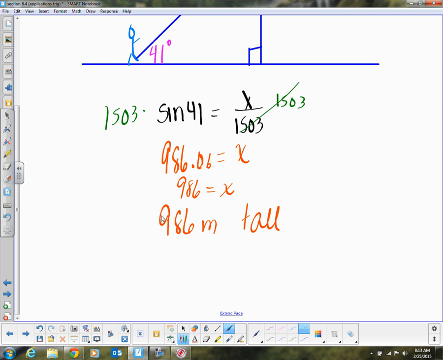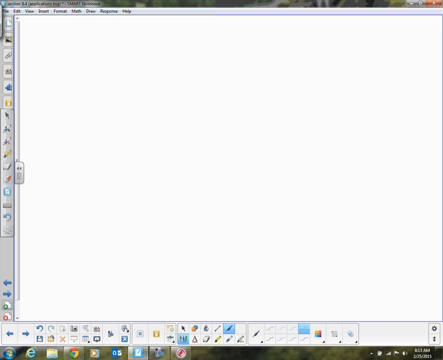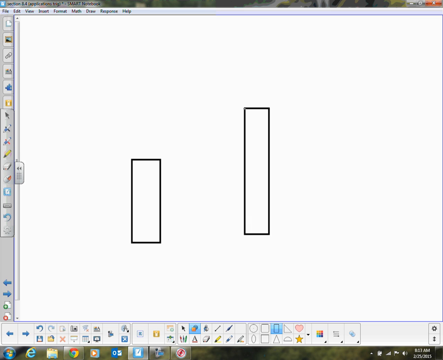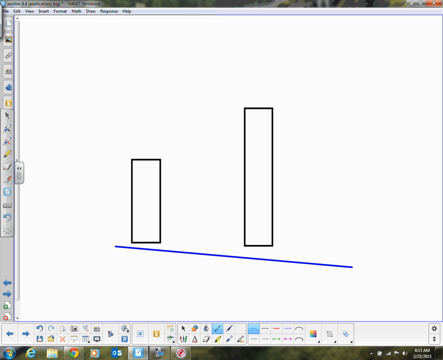Oh, I like this one too. All right. It says 2 office buildings are 51 meters apart. What do you need to draw? 2 office buildings. Are they the same height? No, make one bigger than the other. So one's short and one is what? Tall. Okay, this is my office buildings, this is my ground.